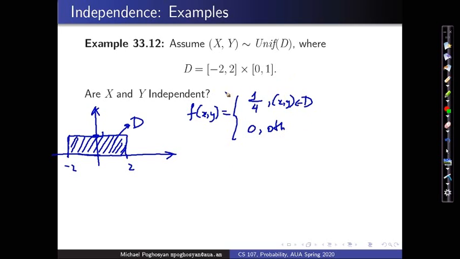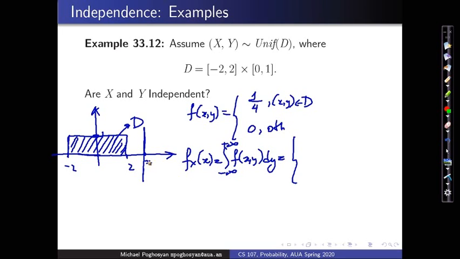Now, having this, I need to calculate marginals. Marginal for x, say. So I'm integrating our joint PDF from minus infinity to plus infinity with respect to y. Again, two cases. If x is outside of this interval [-2, 2], I'm integrating over this line. I'm getting 0 because f is 0 there. So 0 if x is not in [-2, 2].